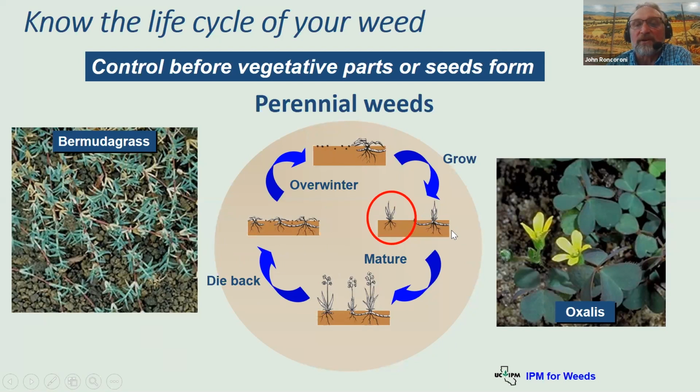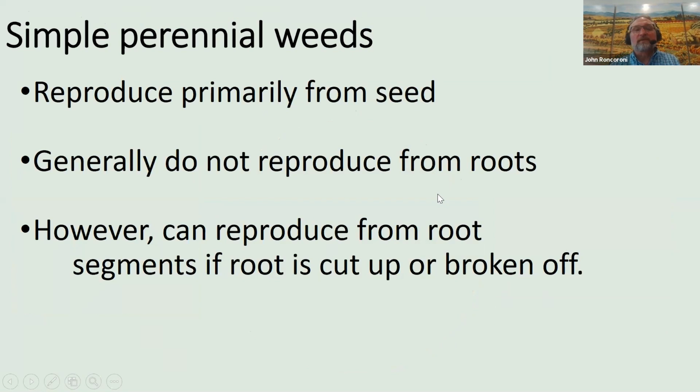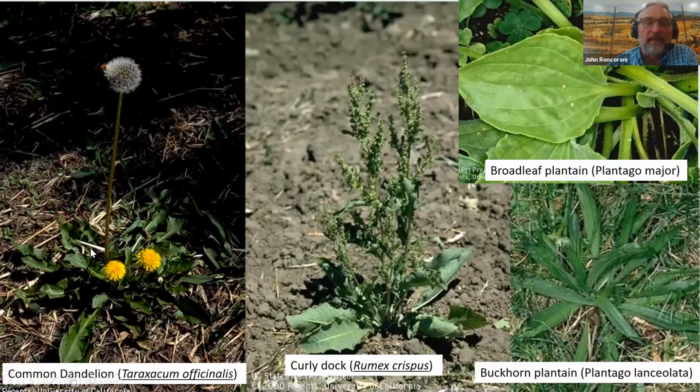So we have a couple different types of perennials. Simple perennials are oftentimes the ones that people like to talk about as herbs. They reproduce primarily from seed and generally do not reproduce from roots. However, they can reproduce from roots if segments of the roots are cut up or broken off. That would be dandelion. This is the kind of weed that sort of spreads out, but it usually spreads by seed.